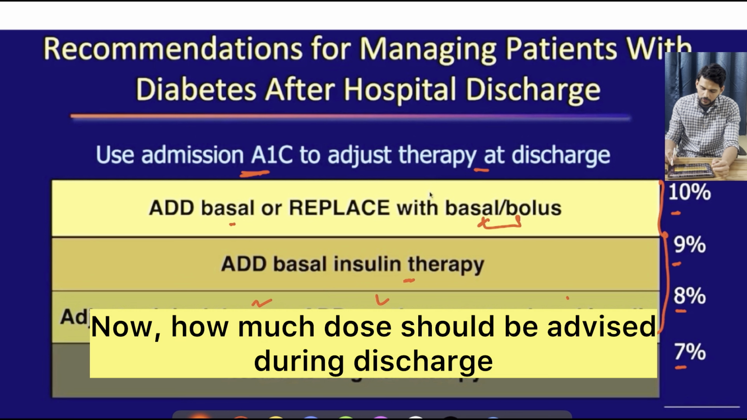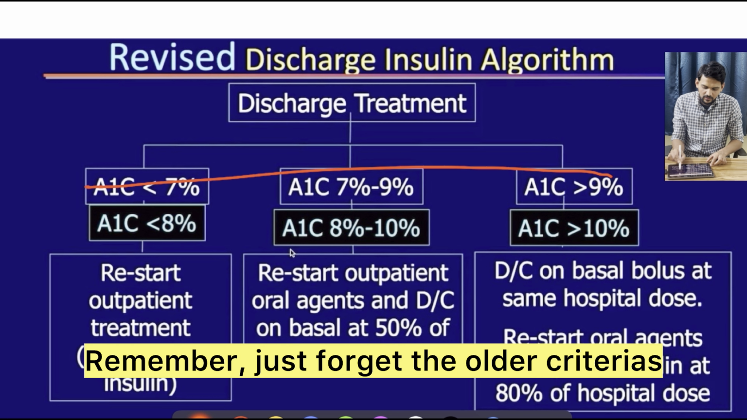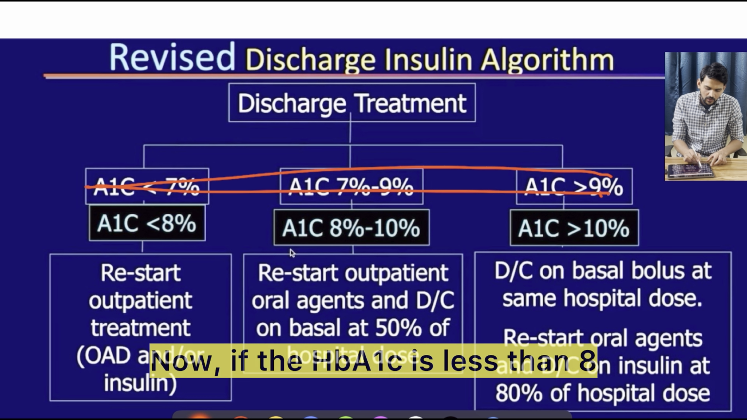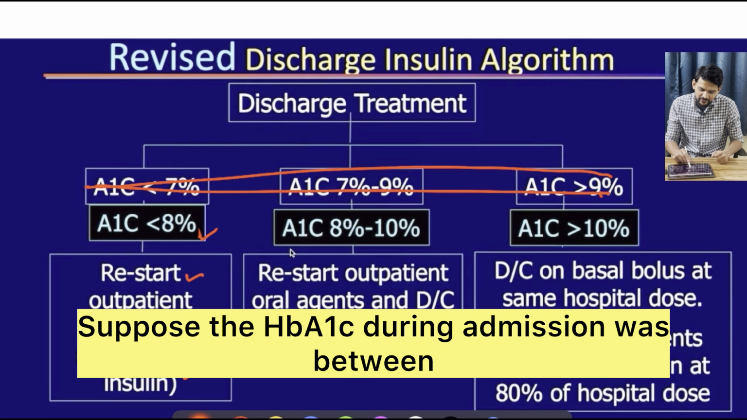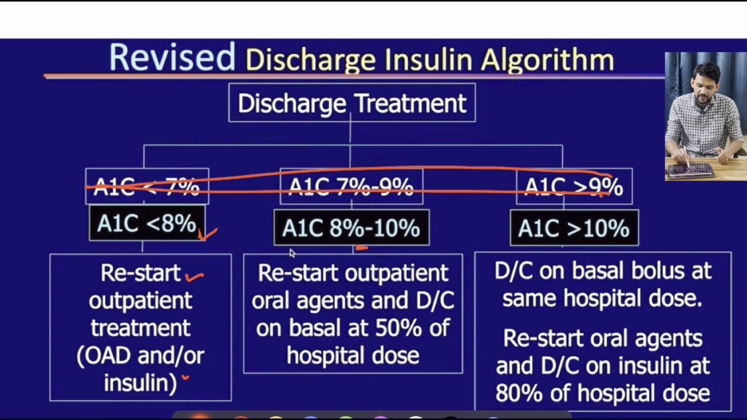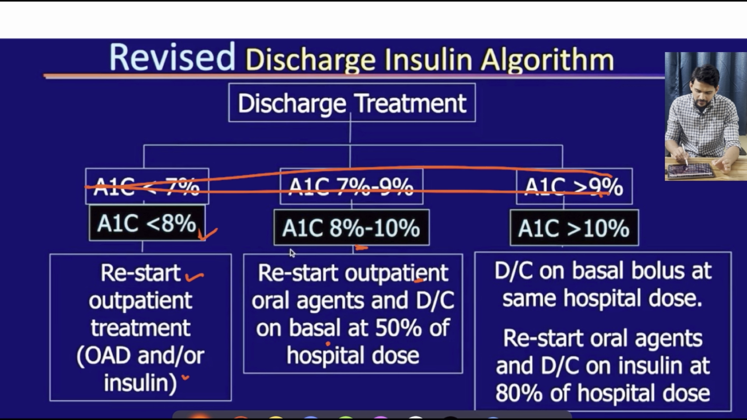Now how much dose should be advised during discharge? So that we will discuss here. Remember, just forget the older criteria. It is being revised. Now, if the HbA1c is less than 8%, then we have to restart the oral therapy, whatever the individual was taking. Better to avoid insulin in these individuals. Suppose the HbA1c during admission was between 8 to 10%, we have to restart whatever the individual was taking. And regarding basal insulin, we have to discharge this particular individual with 50% of the dosage required during hospital stay.